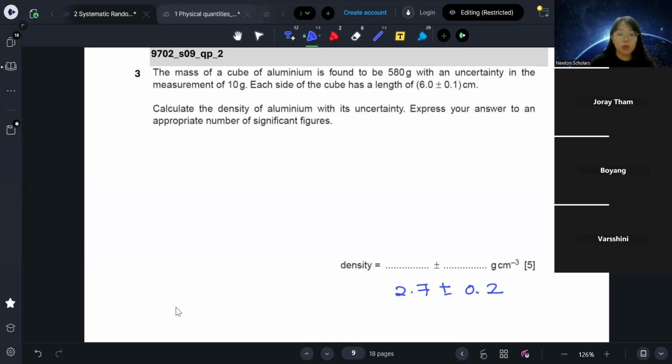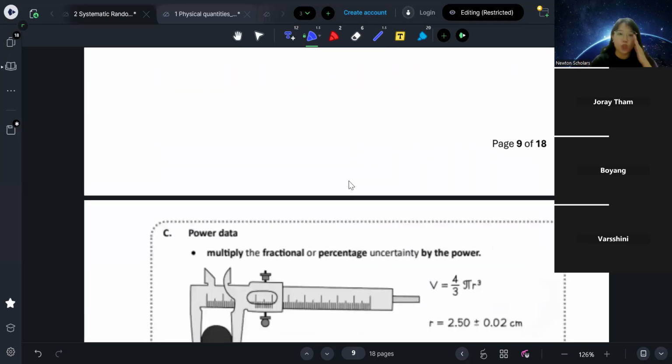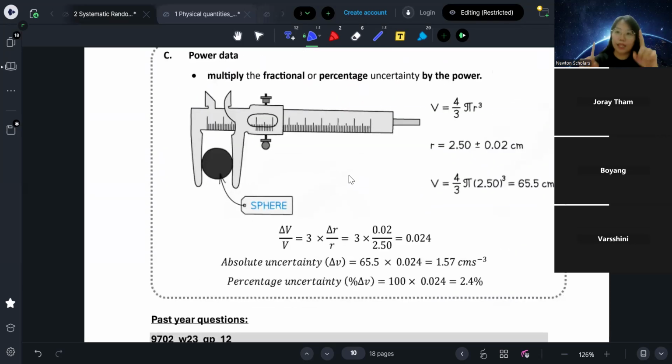Okay, boys and girls, we go to another page, page number 10. Just now, first we learned about data added or subtracted. Second case, we learned about physical quantities that are multiplied or divided. Now we learn what to do if the data has a power. For example, the volume: volume is 4 over 3 pi r cubed. This one has a power of 3. Then how do we solve this question?